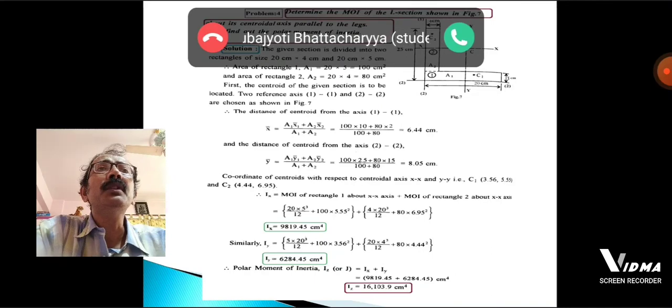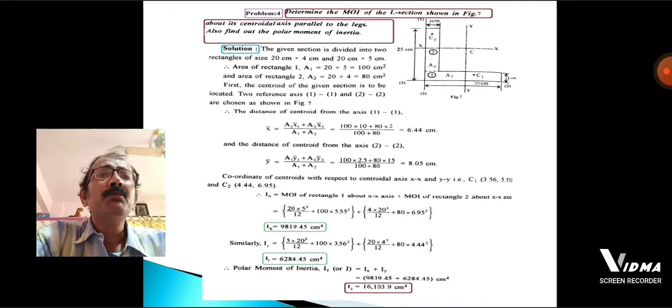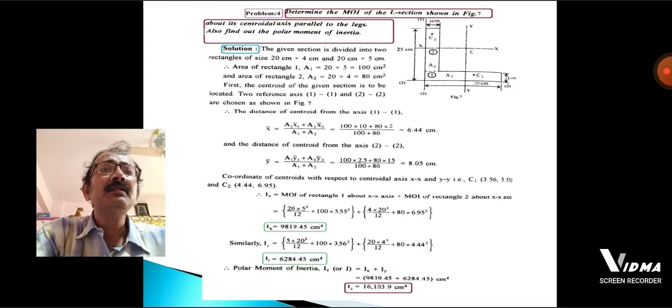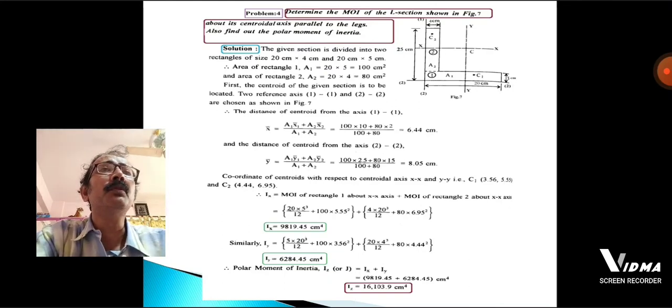Similarly I_y, putting the values, is 5 into 22 cube by 12 plus 100 into 3.56 square, and we get I_y as 6284.45 centimeter to the power 4. Now the polar moment of inertia, I_z, is nothing but I_x plus I_y. So I_z should be 103.9 centimeter to the power 4.